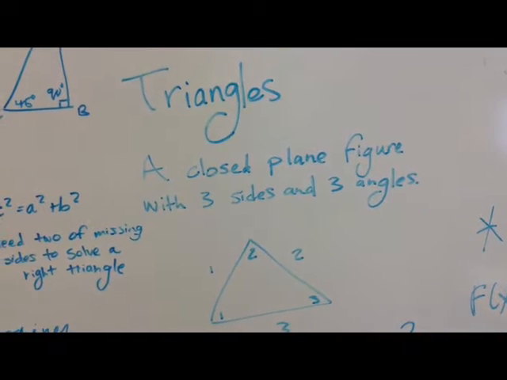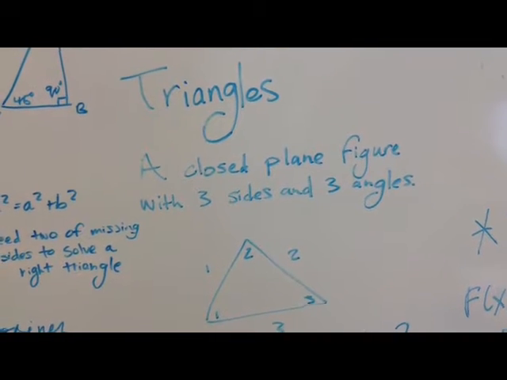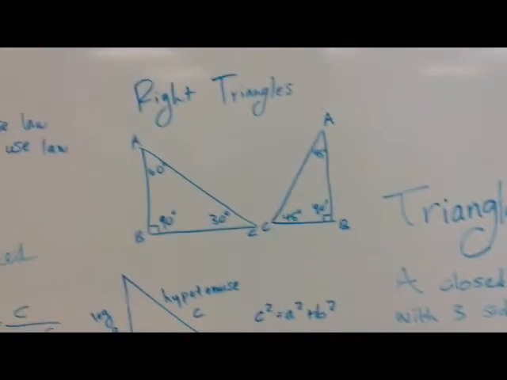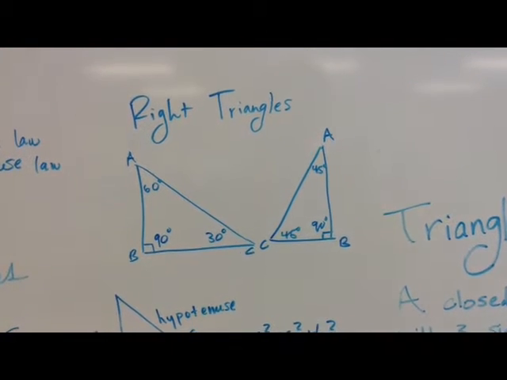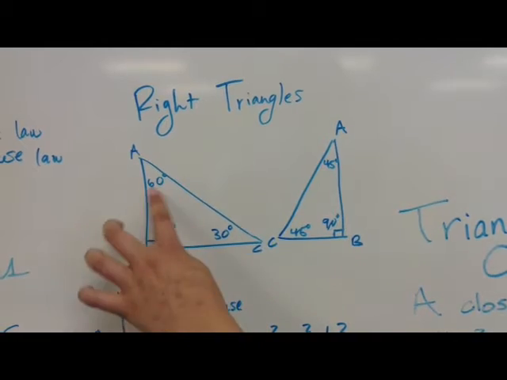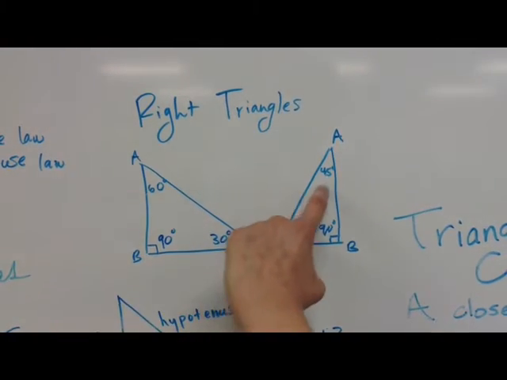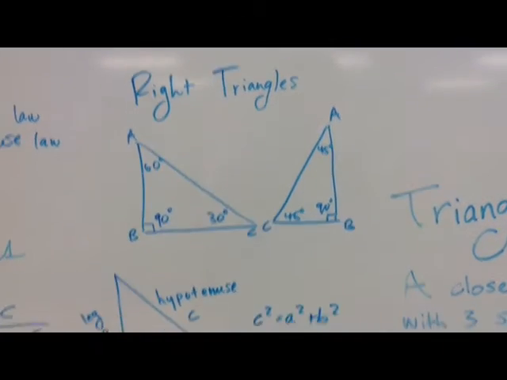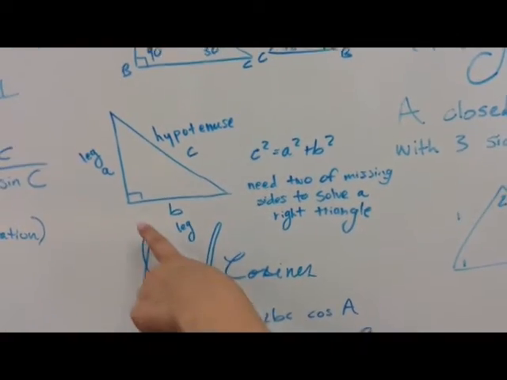Okay, awesome. Triangles are a closed plane figure with 3 sides and 3 angles. This goes on the top, and then you find the magnitude of the triangle. Right triangles can be found in 2 different forms, 30, 60, 90, or 45, 45, 90. They're all the same.